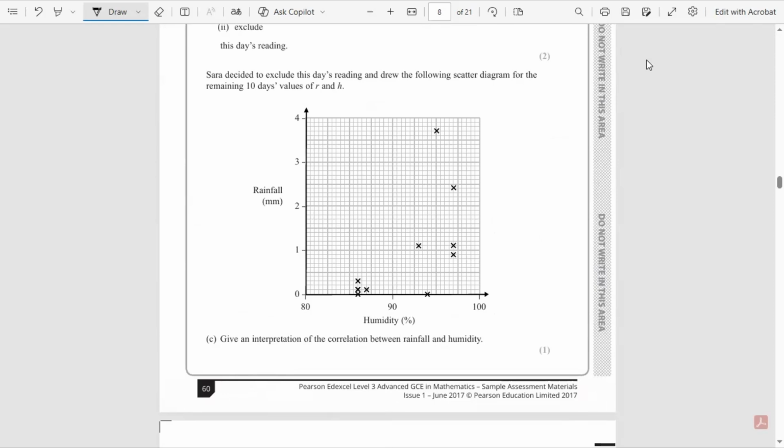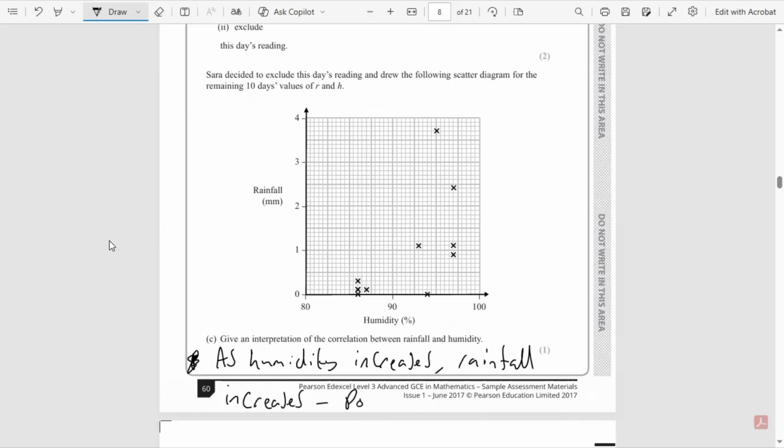It looks like as the humidity is getting bigger, the rainfall is getting bigger. It's not necessarily a strong positive correlation, but generally as the humidity is increasing, the rainfall is increasing. We want to say as the independent variable increases, the dependent variable increases. In other words, as the x-axis increases, the y-axis increases. So as humidity increases, rainfall increases.